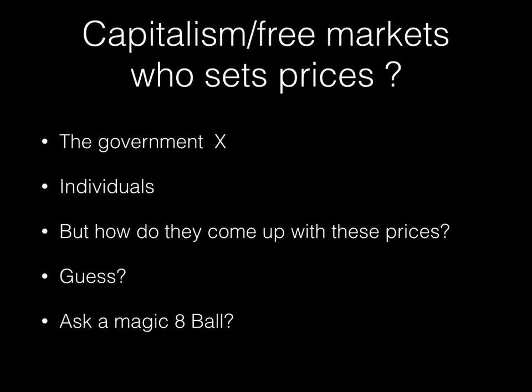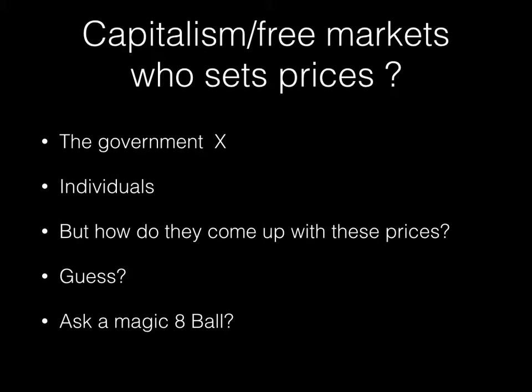So we know that in a command economy, prices and supply are all set by one person or one group of people, and that can cause some problems. In a free market society, it's set by individuals through a process of supply and demand. But how does that work? How do these things work together to set price? Is it a guessing game? Do they just ask a magic eight ball?